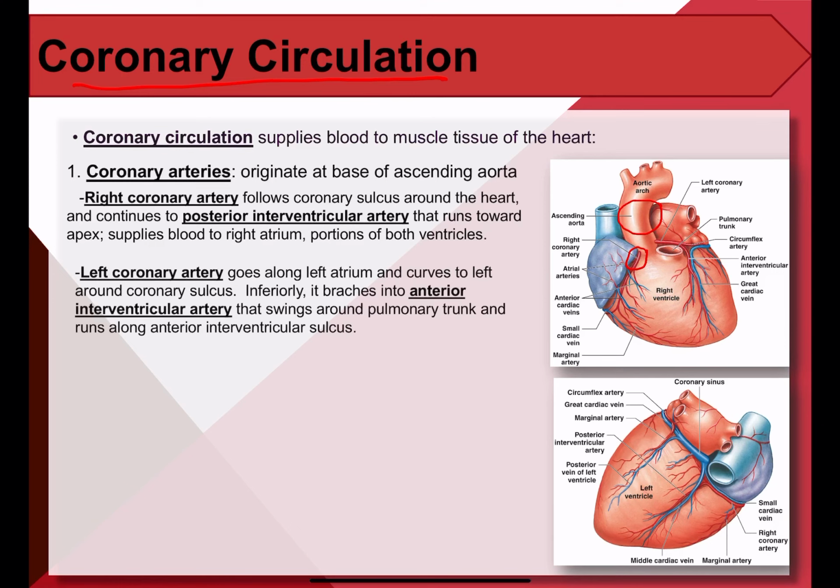The left coronary artery, which starts here, goes around the left atria, curves around that coronary sulcus, and then it will branch into the anterior interventricular artery. The rest of it swings around the pulmonary trunk and runs along the anterior interventricular sulcus. So either it goes around this way or it goes down this way. We won't talk about the circumflex artery much, but this one is what goes down into the anterior portion of the heart. Okay, all right.